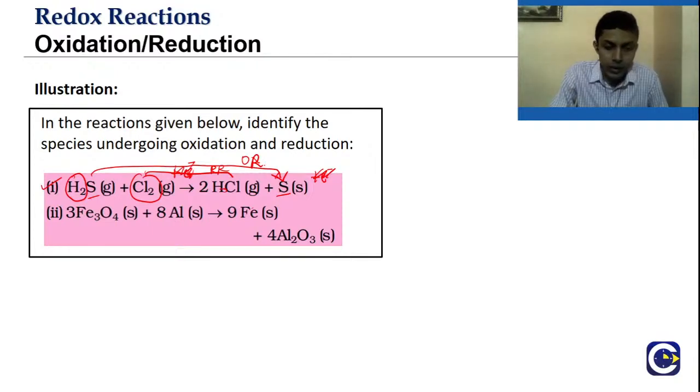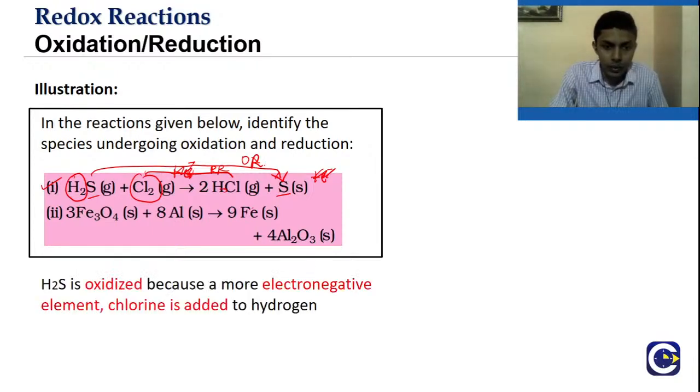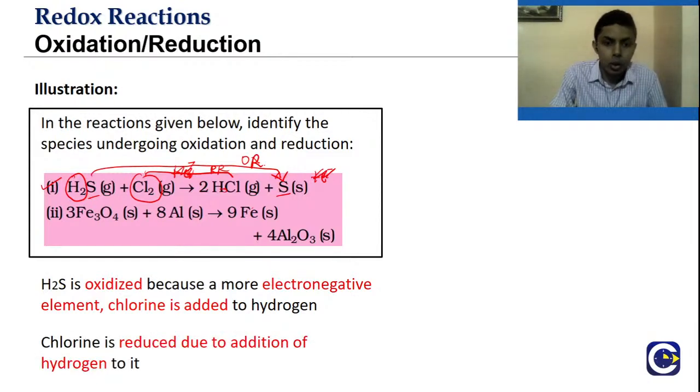Yes. So H2S is oxidized because a more electronegative element, chlorine, is added to hydrogen. That is one way, or you can also say hydrogen has got removed. And chlorine is reduced due to addition of hydrogen to it. Okay, try the second one now.